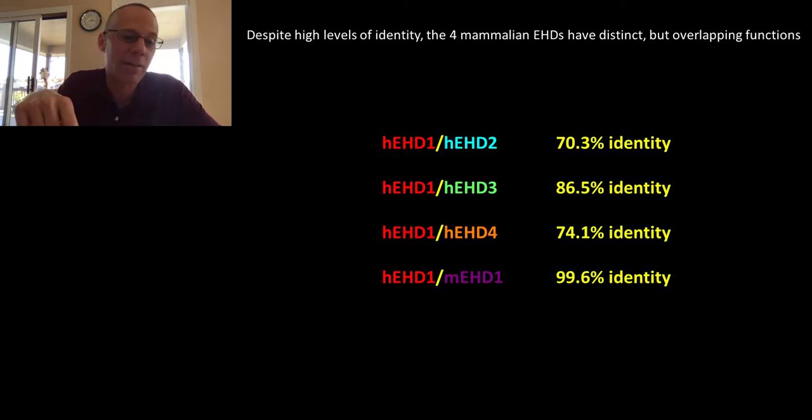And this is interesting because in C. elegans and Drosophila, there's only a single EHD1, although there are some different isoforms, but it's essentially the same protein. In yeast, there are no EHD proteins or EHD proteins from the same family at least, suggesting it's a relatively new evolutionary invention in eukaryotic cells.